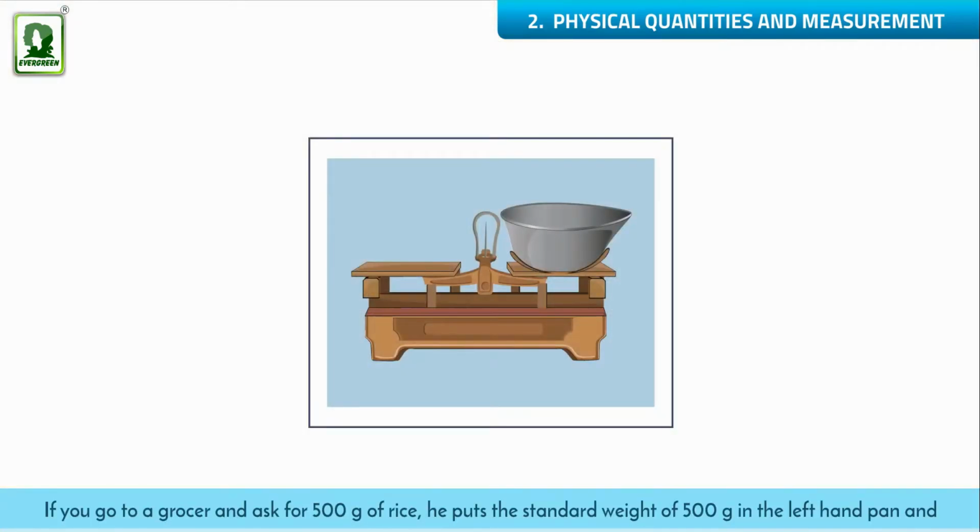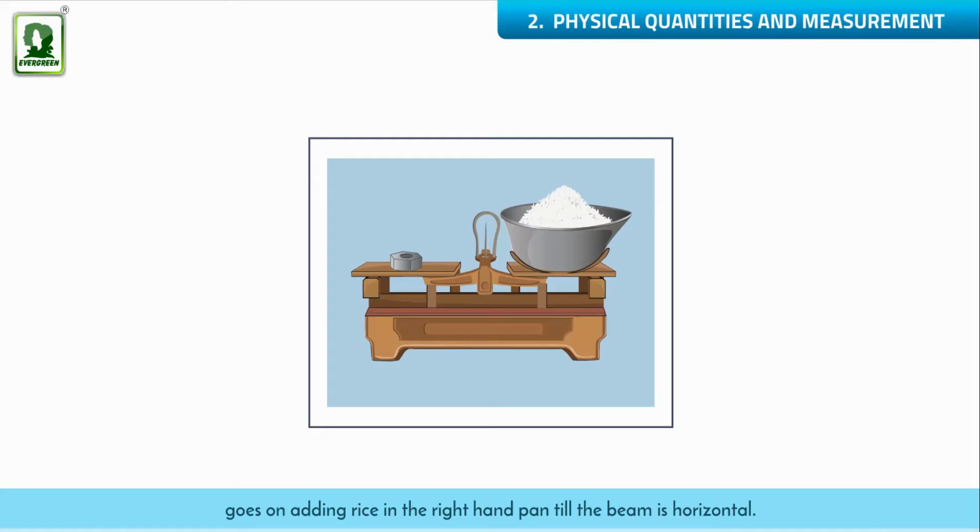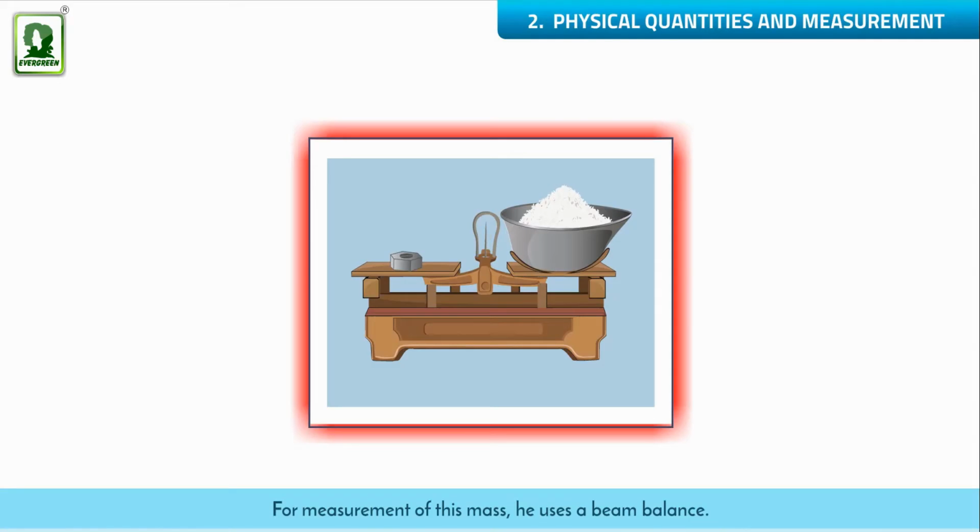If you go to a grocer and ask for 500 grams of rice, he puts the standard weight of 500 grams in the left-hand pan and goes on adding rice in the right-hand pan till the beam is horizontal. For measurement of this mass, he uses a beam balance.